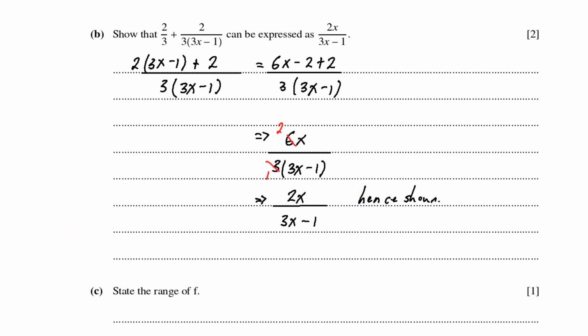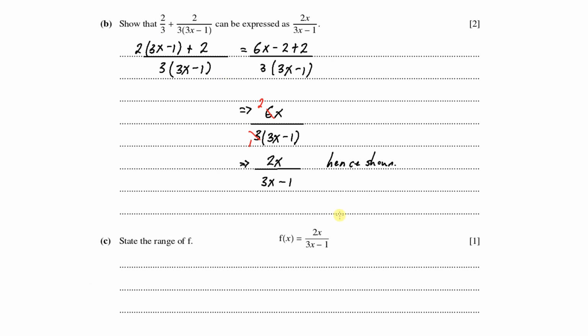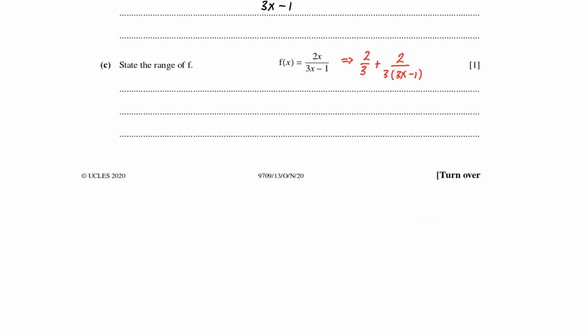Let's go to the last part, which is part C. On part C, state the range of f. Now the function f from the question is equal to 2x over 3x minus 1. And on part B, we had shown that this is equivalent to 2/3 plus 2 over 3 of 3x minus 1. So in order for us to determine the range of this function, we can say as x increases tending towards infinity, what happens to f of x?